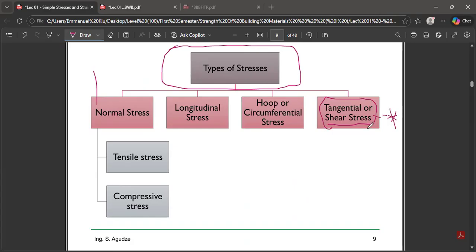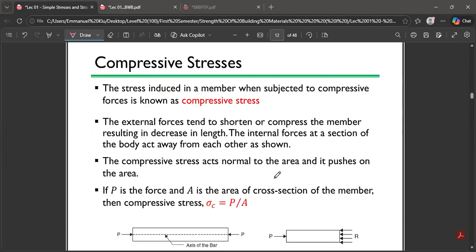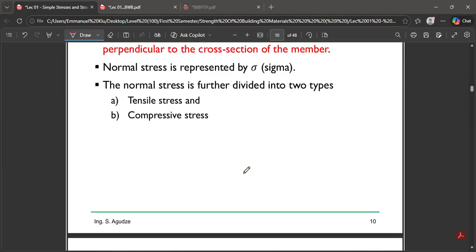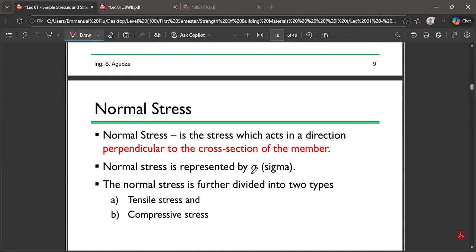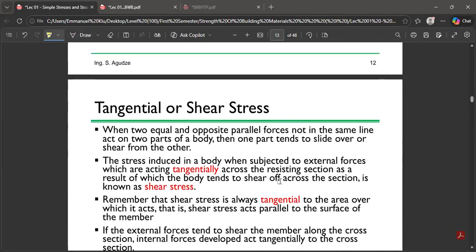So the shear or tangential stress has a symbol. You see that for the normal stresses, they are using this symbol over here. And what is the name of the symbol? It is called sigma. Can you see? This symbol is called sigma. Okay, good. But in case of shear stress, how are we going to call it?